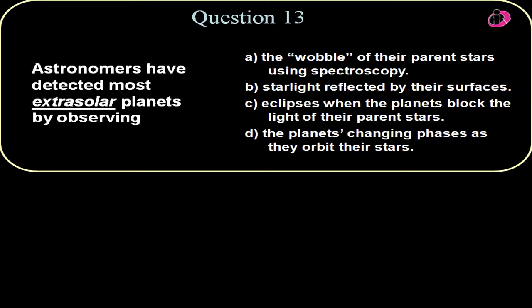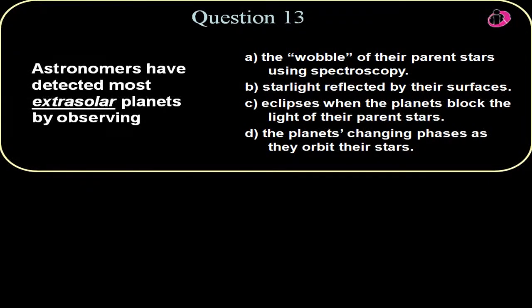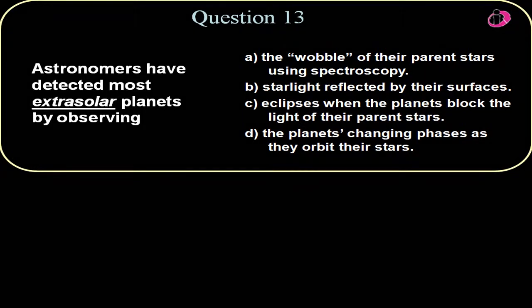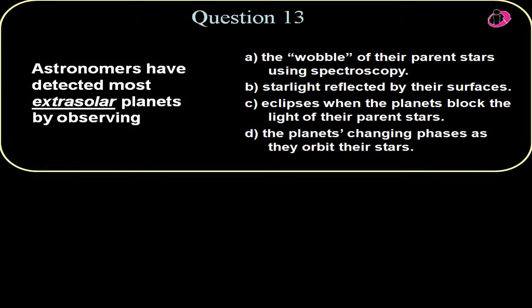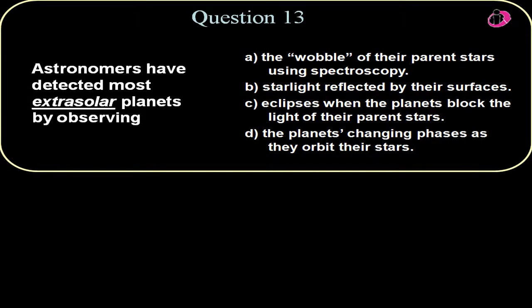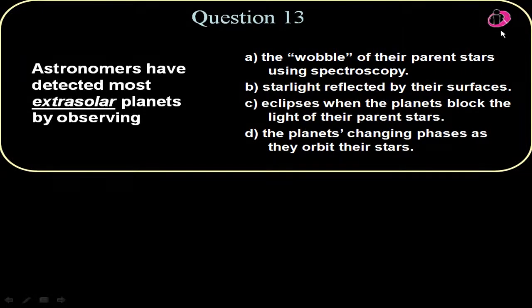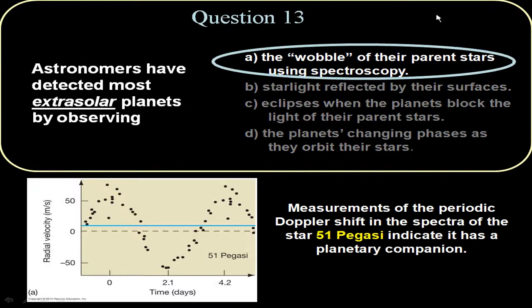Question 13. Astronomers have detected most extrasolar planets by observing. Most of them to date have been detected this way: since you really can't see the planets, you look at the circumstantial evidence, and you look at the wobble. As the planet goes around its respective star, the star will wobble back and forth, and that will give a little bit of a Doppler effect on its spectroscopy. So the wobble of the parent stars using spectroscopy will help detect the extrasolar planets.